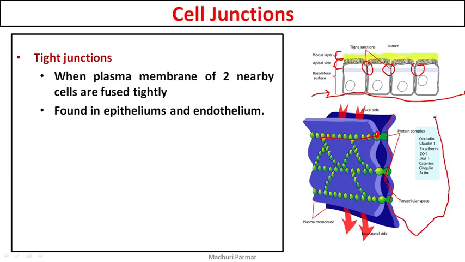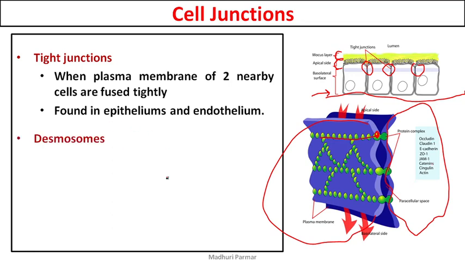Okay, this will be the cell membrane of one cell, and this will be the cell membrane of another cell, and they are attached at certain points with the help of proteins. Examples of these proteins are given here: catenins, cadherins, occludins, actin, etc. There are many proteins.